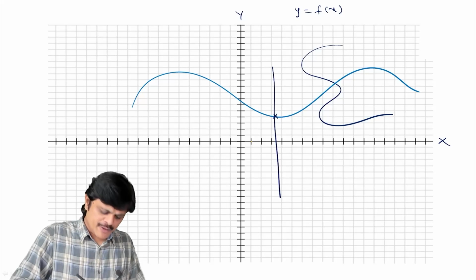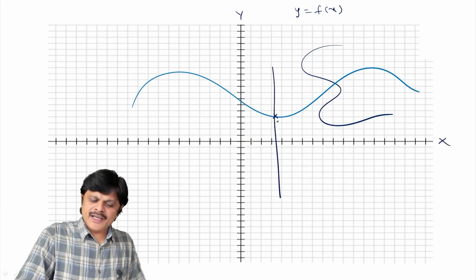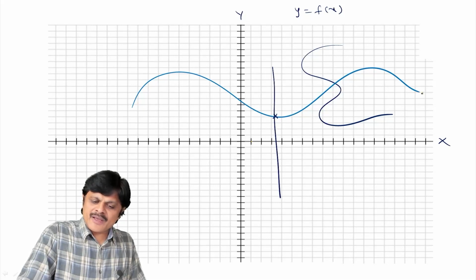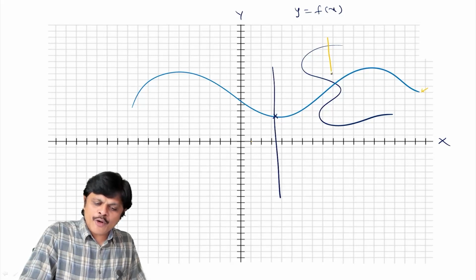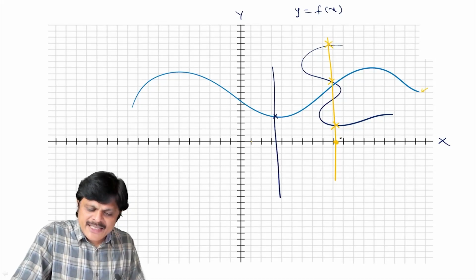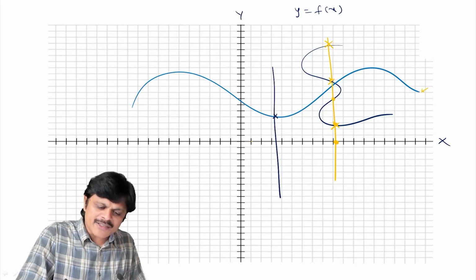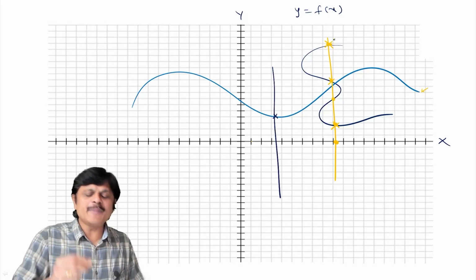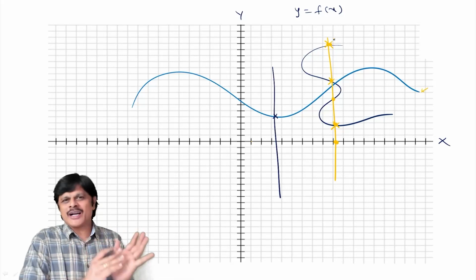For example, in this particular example, I have given two graphs. For this light blue one, it cuts only at one point. But for this dark blue one, if you drop a vertical line here, it will cut the graph at 3 points. That means for this element, we are having 3 images. Not 3, 4 images. So can it be a function? No. So a relation between x and y can be plotted as a graph.